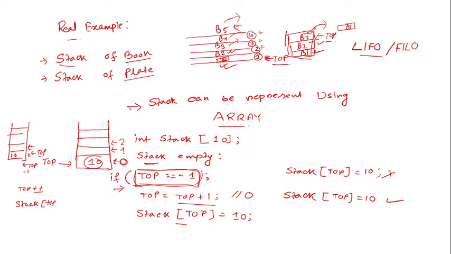Suppose stack top is equal to 11. Suppose I am storing 11. Okay, so in this way it will be going on. Whenever you want to store any element, at first increase the value of top, because you need to go to the empty space. That means you need to increment the value of top, and after that you need to store the element.